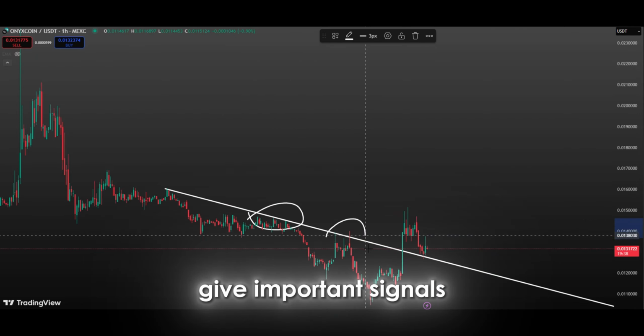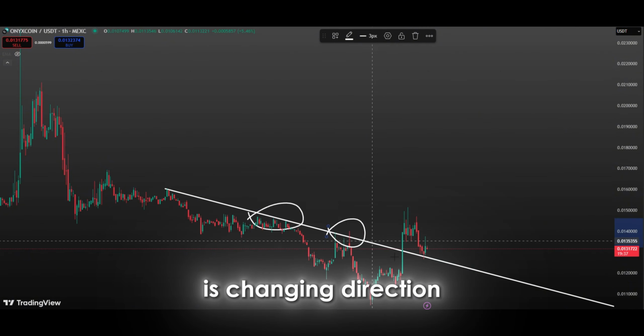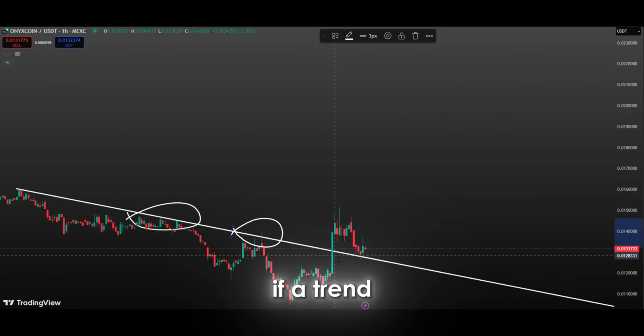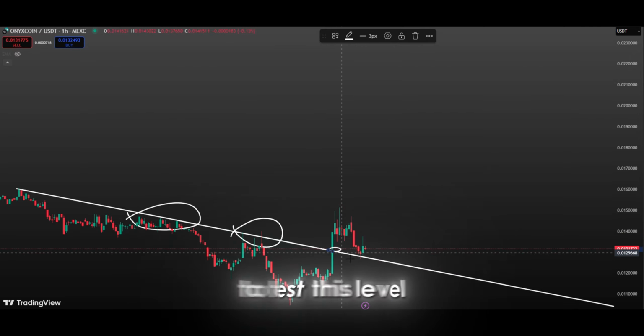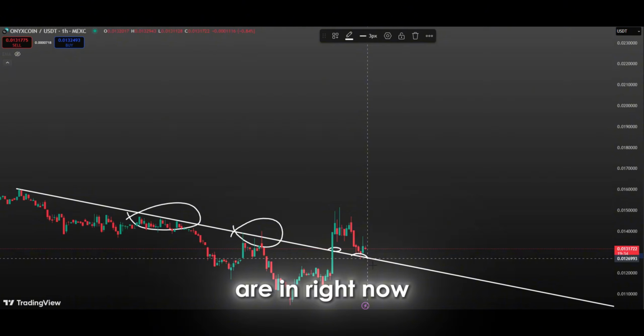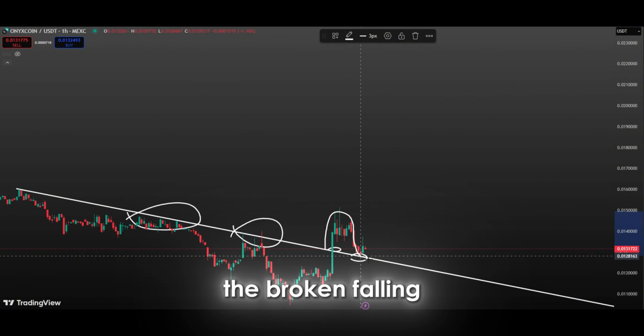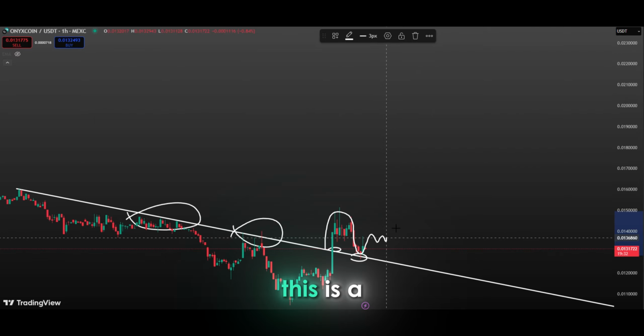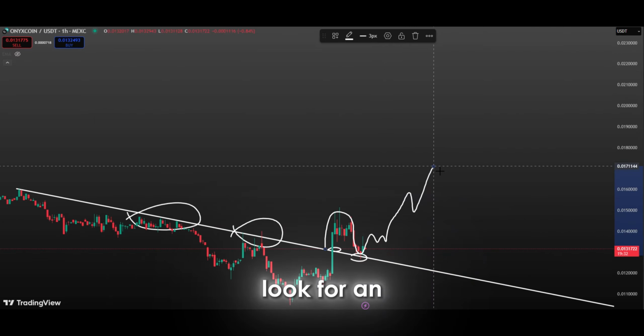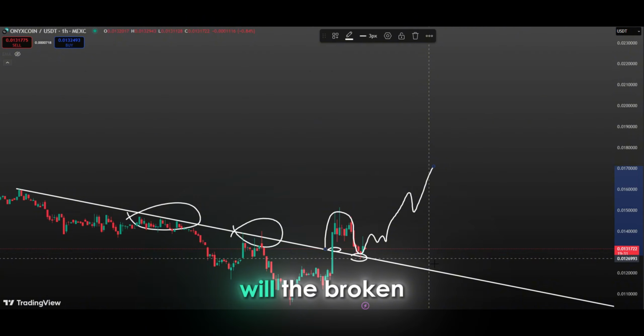Trend breaks often give important signals that the market is changing direction. But to know if a trend has actually broken, you need to see if the price is able to test this level. This is exactly the process we are in right now. The price is going through a retest, going back to the broken falling trend line. This is a critical phase where traders often look for an answer to the question, will the broken resistance now become support?